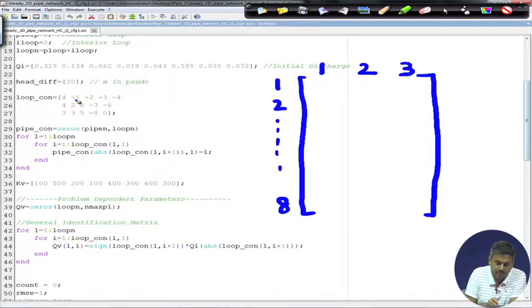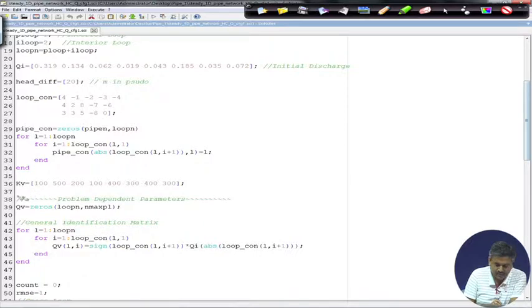So, this one is connected to the first loop only. So, we will write it as 1. The second one is connected to the second one and the first one, so I will write it as 1 and 2 both. Like that, we can enter the connected pipe connectivity in a particular loop, and we can provide this information during calculation.